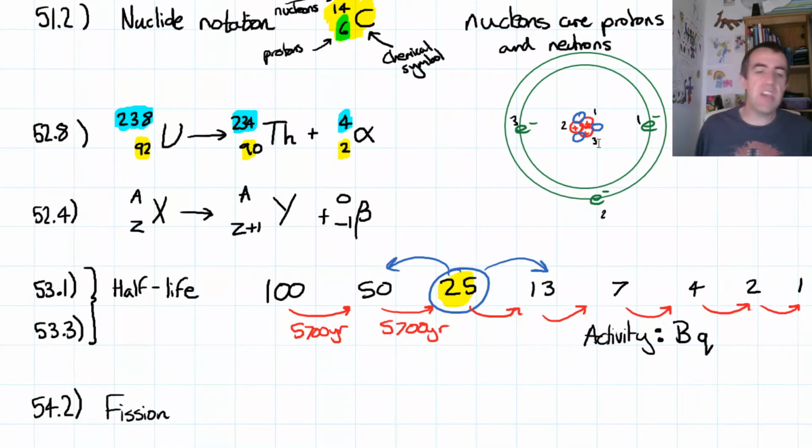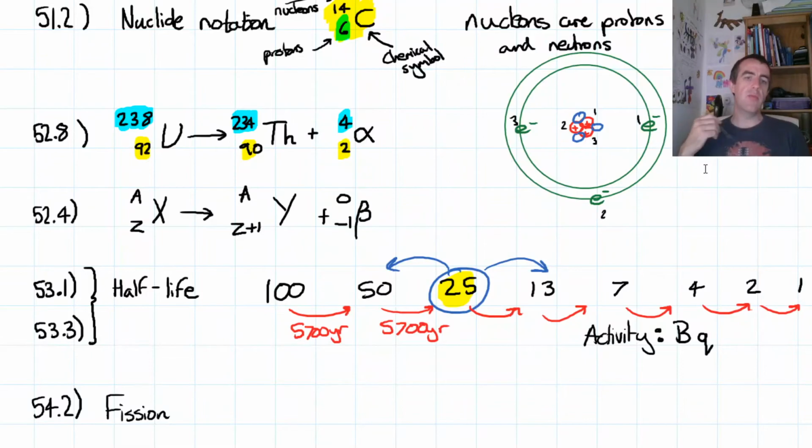54.2 is about fission, but don't let that scare you. Fission is where one nucleus can split into two daughter nuclei, two smaller nuclei. So a uranium atom can split into two daughters. In the example here, in 54.2, the uranium splits into krypton and barium, but it doesn't have to. It can split into different elements as well. It's a certain amount of probability in it.